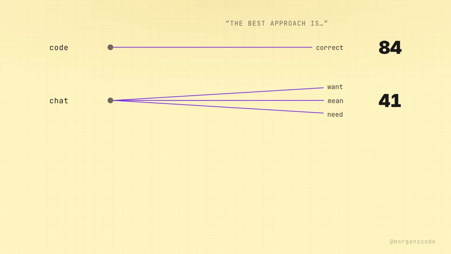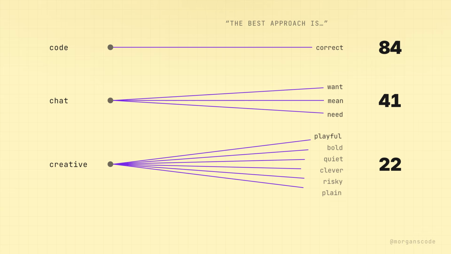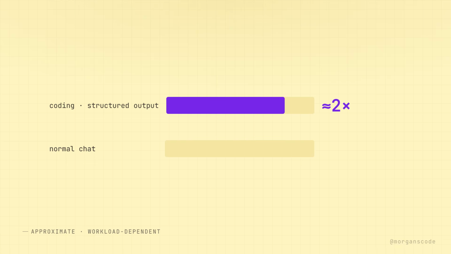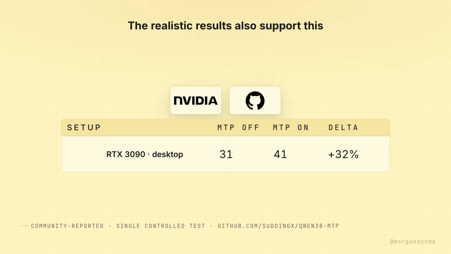Normal conversation is less predictable. Creative writing is even harder. There may be many equally reasonable ways to continue a sentence, so more predictions are rejected. That is why MTP can approach twice the speed on coding or structured output while giving a much smaller improvement in normal chat. The realistic results also support this.